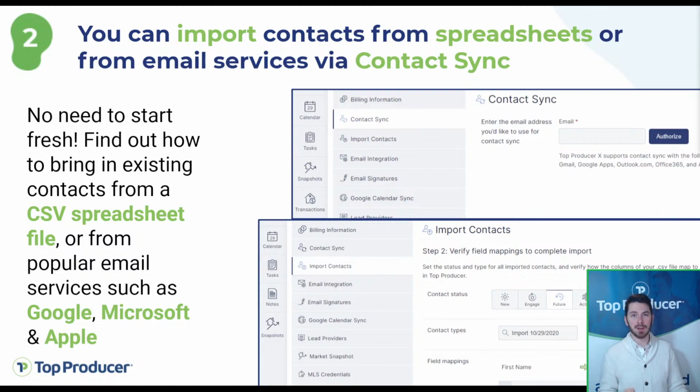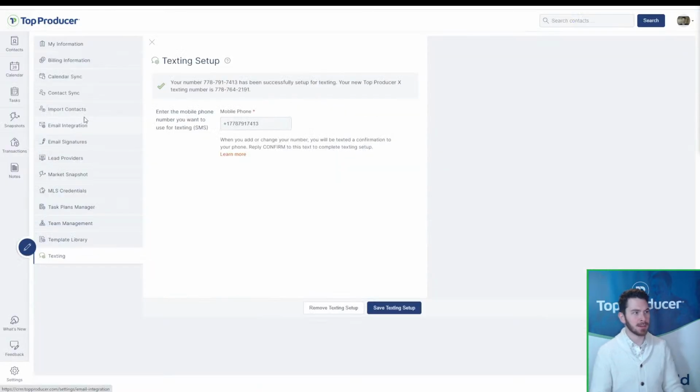It does have built-in duplication checking and prevention. So it's highly recommended that you import your spreadsheets first, then use Contact Sync second if you plan to use both. So jumping into Top Producer X, settings once again, bottom left corner, import contacts right here, fifth option down.